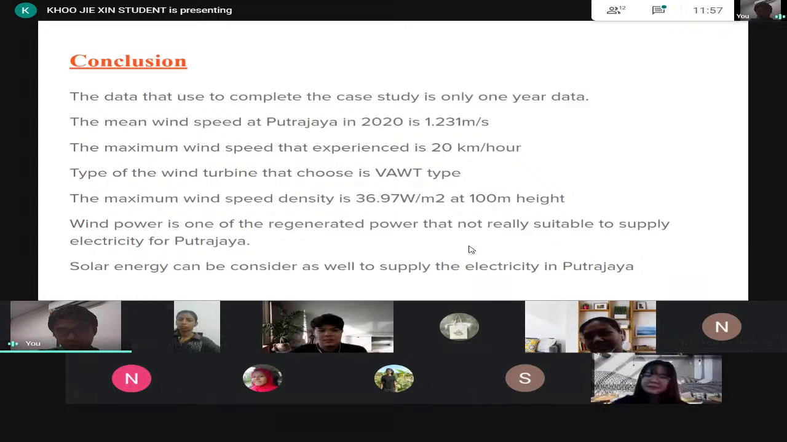Number one question for all of you: can we artificially increase the wind speed in order to install a wind turbine in Putrajaya? Can we artificially increase the wind speed in Putrajaya in order to install a wind turbine? That's the first question. Any one of you, please answer that.